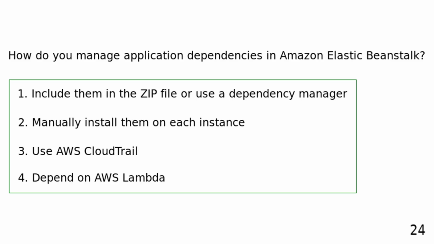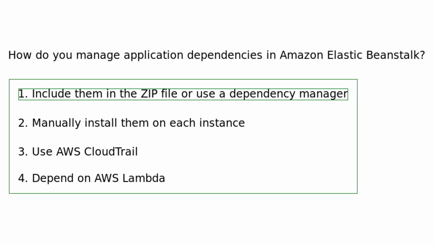How do you manage application dependencies in Amazon Elastic Beanstalk? Include them in the zip file or use a dependency manager. Manually install them on each instance. Use AWS CloudTrail. Depend on AWS Lambda. Dependencies can be managed by including them in the application package or using a dependency manager like pip for Python.